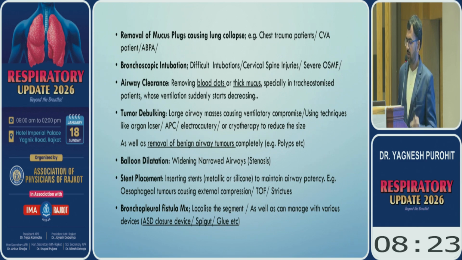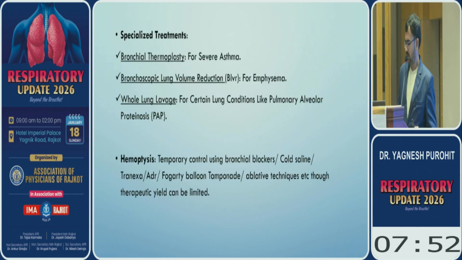Then in cases of airway stenosis, we can do the balloon dilatation. We can place metallic or silicone stents in many cases of tracheoesophageal fistulas or strictures or any esophageal or lung masses compressing the airways. Then in cases of persistent bronchopleural fistula, we can do the bronchoscopy and identify the segment from where the fistula is there by inserting various dyes, and we can manage it using various devices. Special indications: bronchial thermoplasty, bronchoscopic lung volume reduction, whole lung lavage for pulmonary alveolar proteinosis, and hemoptysis, as I have discussed.